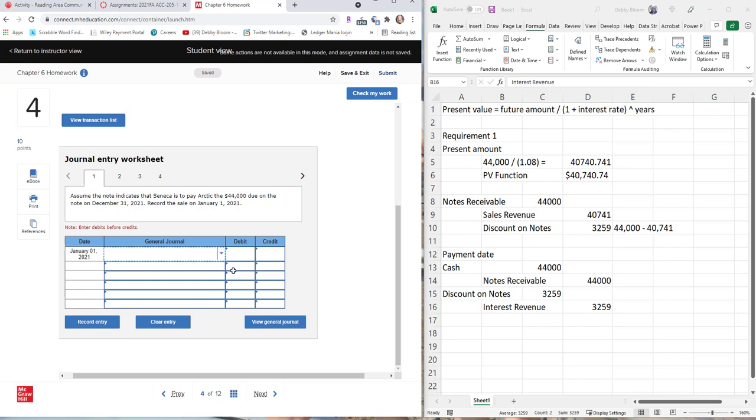So let's work first on January 1st, 2021. We're going to debit notes receivable for the full amount of 44,000. So we're going to credit our sales revenue for the 40,741 and discount on notes receivable is going to be credited for 3,259.